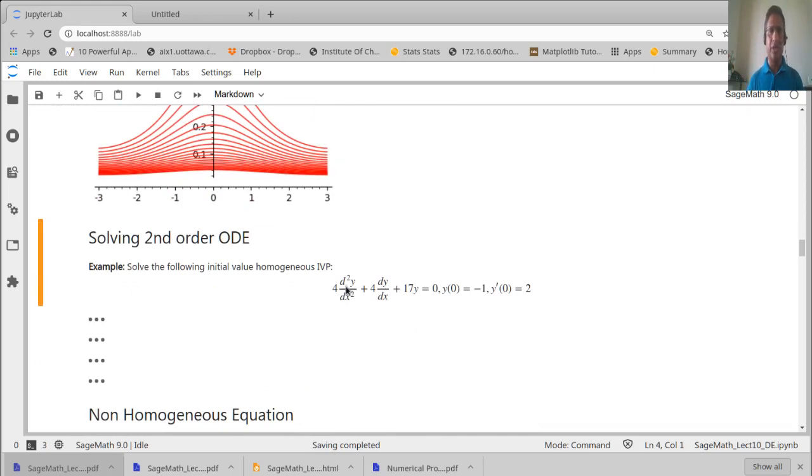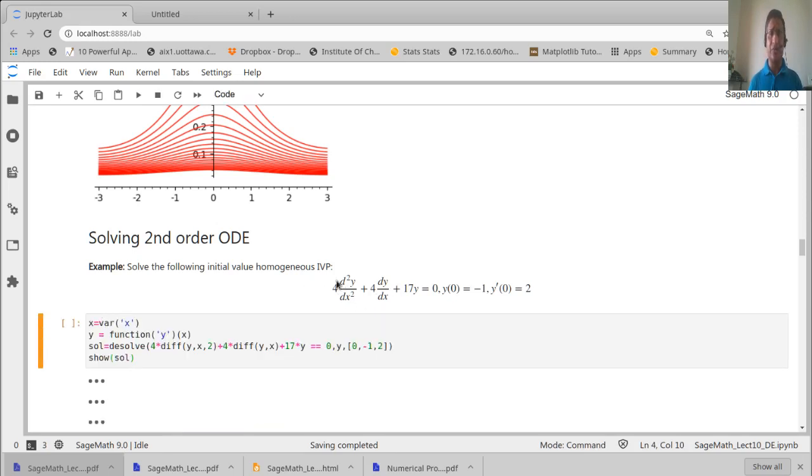Let us say 4 d2y upon dx square plus 4 dy by dx plus 17y equal to 0, where y at 0 is equal to -1, y dash at 0 is equal to 2. Then in this case, again defining this differential equation, you have to simply say dsolve, and then 4 times the second derivative of y with respect to x, plus 4 times the derivative of y with respect to x, plus 17y double equal to 0, solve with respect to y, and then give the initial condition.